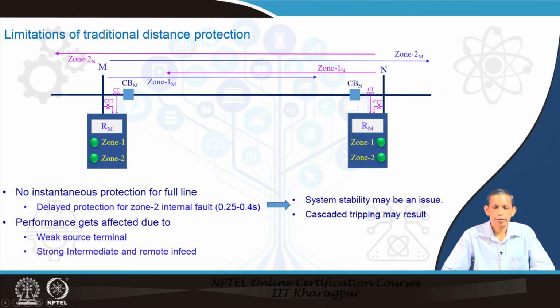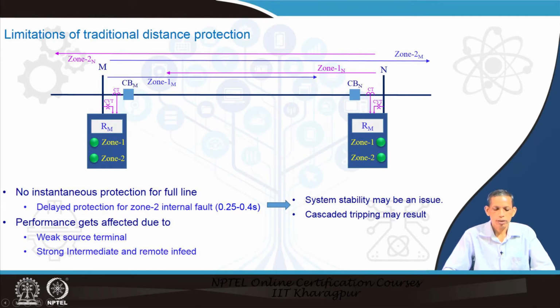We know that in an interconnected system, a set of relays at bus M and another set of relays at bus N will be there to activate the circuit breaker as and when required. Here we have shown zone 1 from this side, and zone 1 and zone 2 from M side, and also zone 1 and zone 2 from this side. The blue lines are the line coverage from M side, and from N side we are also showing zone 1 and zone 2.